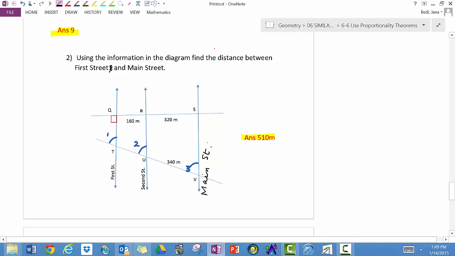So you want to find the distance between, I'll highlight for you. You really want to find TV. Okay? So you could do it two ways. You could find TU and then maybe add it, or you could do QR over QS equals TU over TV. Your choice.